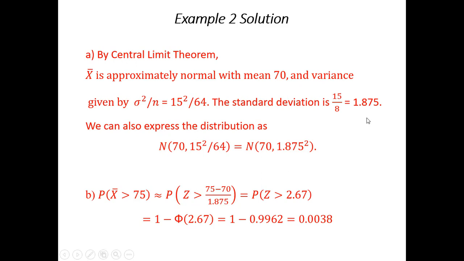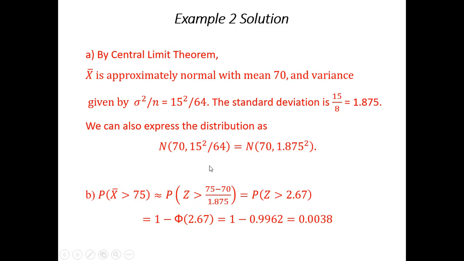So we could express this either in words, the way I just went through it, or using the N notation. We would say the distribution is normal. So the capital N is for normal. 70 is the mean, and this is the variance. We know we have 15 squared over 64.